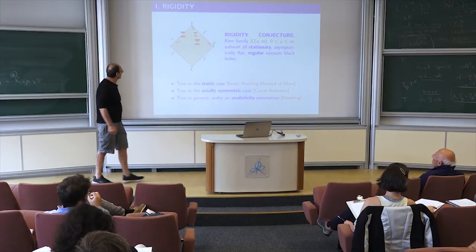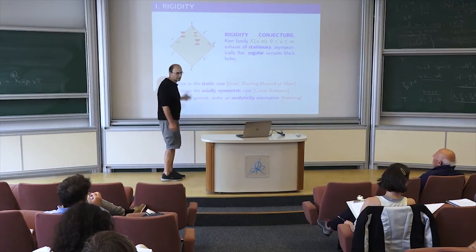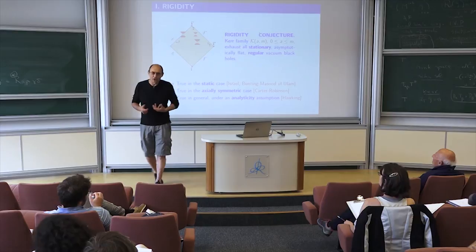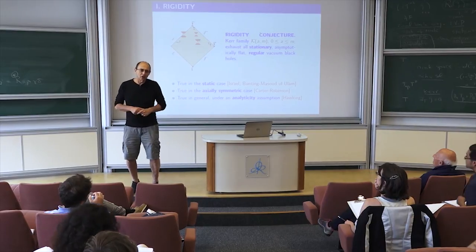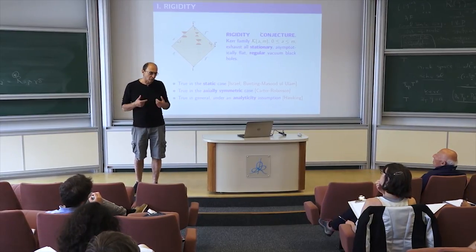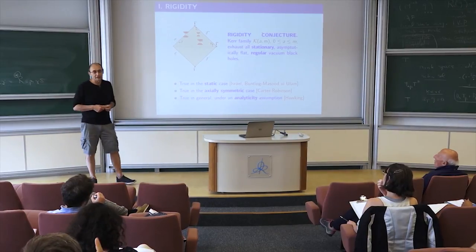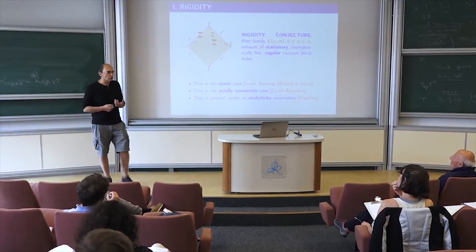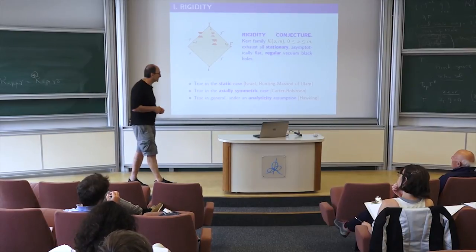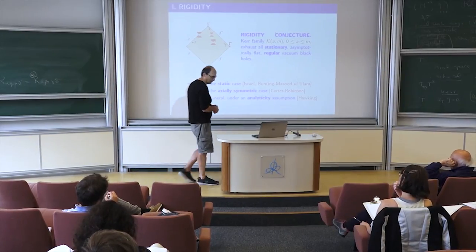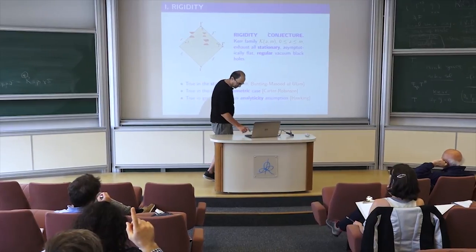In any case, this Hawking result is only interesting insofar as it tells you that all explicit stationary solutions of the Einstein equations have to be Kerr. But if you look beyond explicit, then there is no reason to think that this tells you anything.